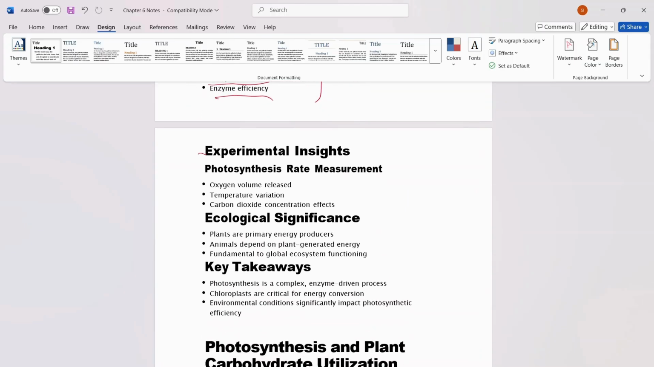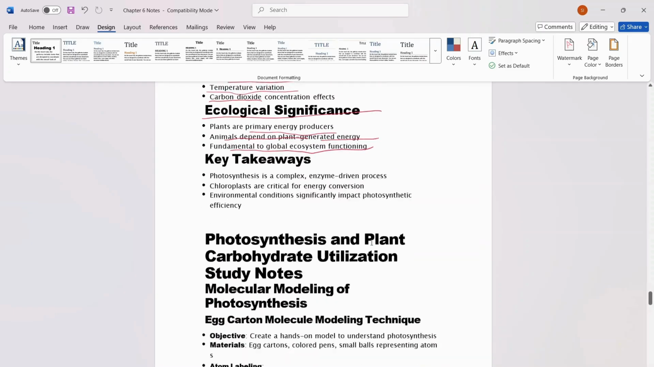Alright, experimental insights. Photosynthesis rate measurement. So we can observe how much oxygen volume is released, what the temperature variations are, then carbon dioxide concentration effects. Now, ecological significance of this: plants are the primary energy producers. Animals depend on plant-generated energy, fundamental to global ecosystem functioning.